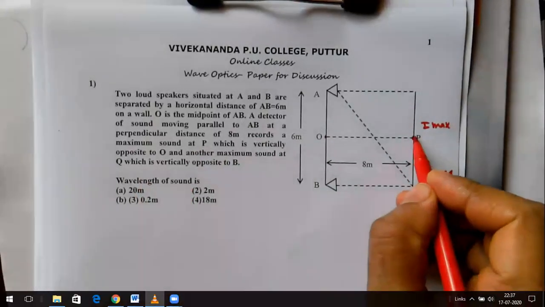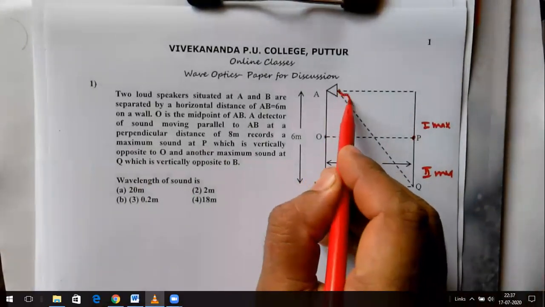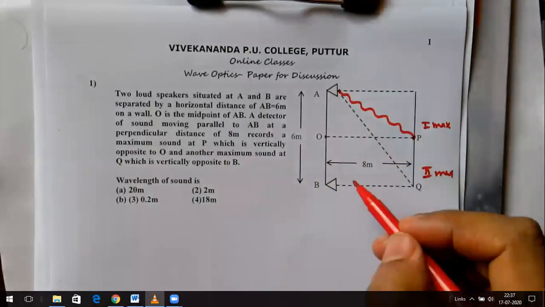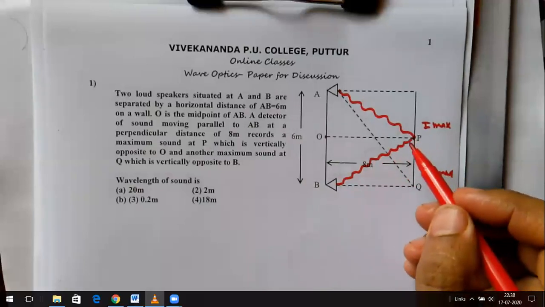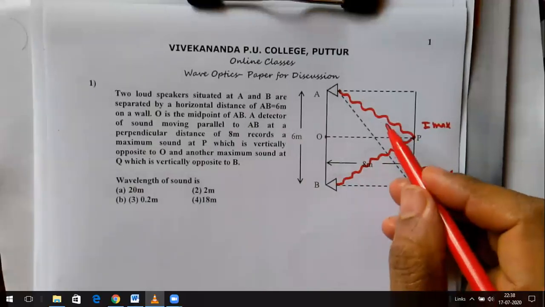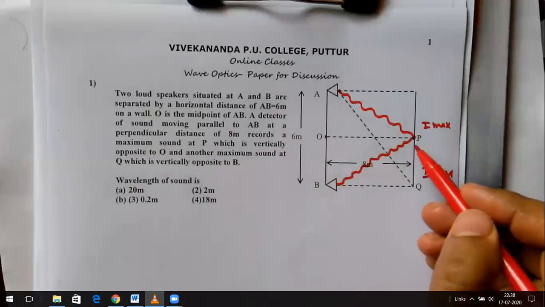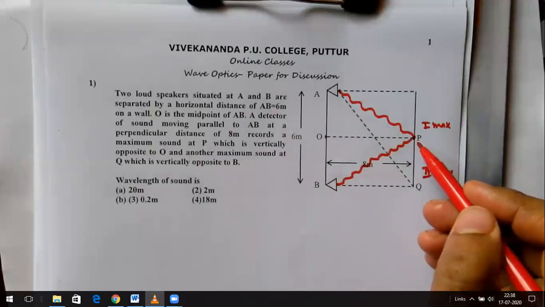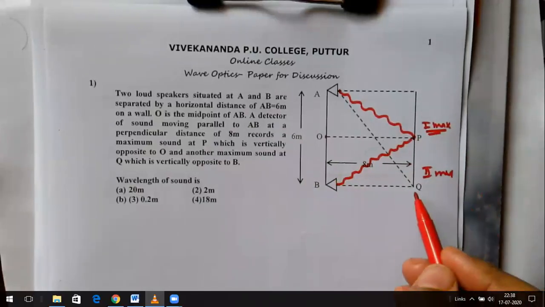Now first maximum sound is recorded at P. It is obvious because the sound traveling from A towards P, and the sound starting from B, which is traveling towards P, are traveling equal distances. So they don't have any path difference, so they shouldn't have any phase difference by the time they meet at P. So when these two waves, A and B sound waves, reach P, the crest should fall on crest and trough should fall on trough, so that it results in constructive interference and producing a maximum sound at P.